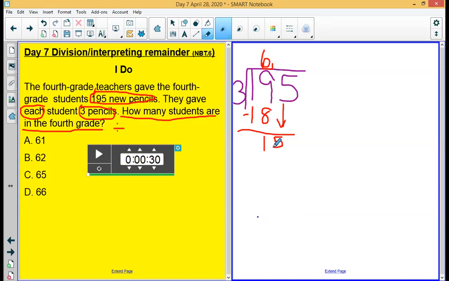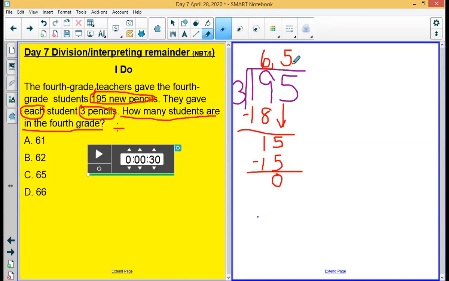All right, now the next step is to divide 3 into 15. If I skip count by 3s, 3, 6, 9, 12, 15. I know that once I get to 5, 3 times 5 gives me 15. So 3 groups of 5 is 15. Or 15 divided by 3 is 5. So 5 times 3 gives me 15. And I subtract. 15 from 15 gives me 0. 0 is less than my divisor of 3. There's nothing else to bring down.